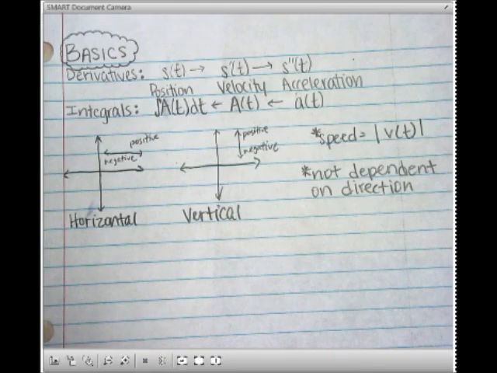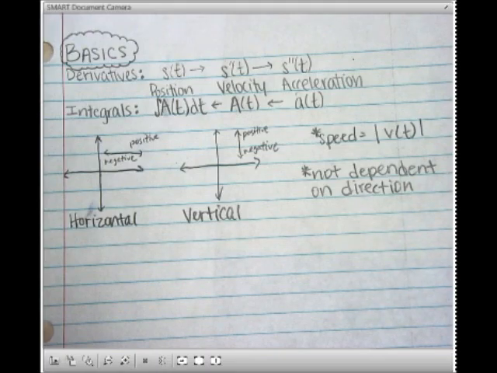The position of an object is the object's location relative to a specific starting point. Velocity is the rate of change of position measured in units of distance divided by time. Many times the terms velocity and speed are interchanged in common speech. However, each term has a different meaning in calculus.